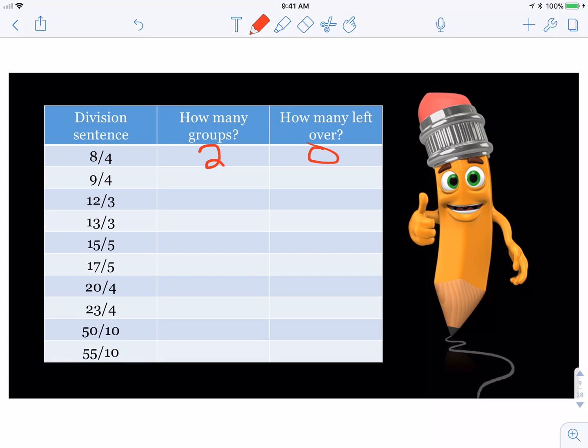0. Okay, let's count by 4s again, because we have 9 divided by 4. 4, 8, 12. Oh, that doesn't work. So let's go back. 4, 8. I have 2 fingers held up, so I have 2 groups. How many are left over? Well, how many do I have to go from 8 to 9? I have to go 1 more, so there's 1 left over. So go ahead and pause and fill in the rest of the chart. Once you're done, move on.